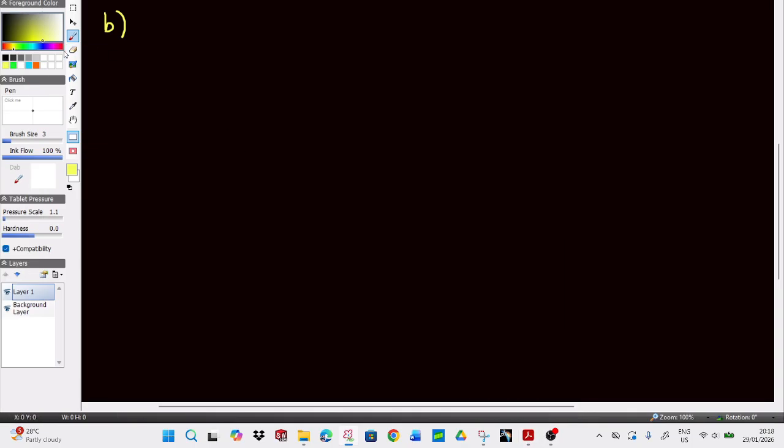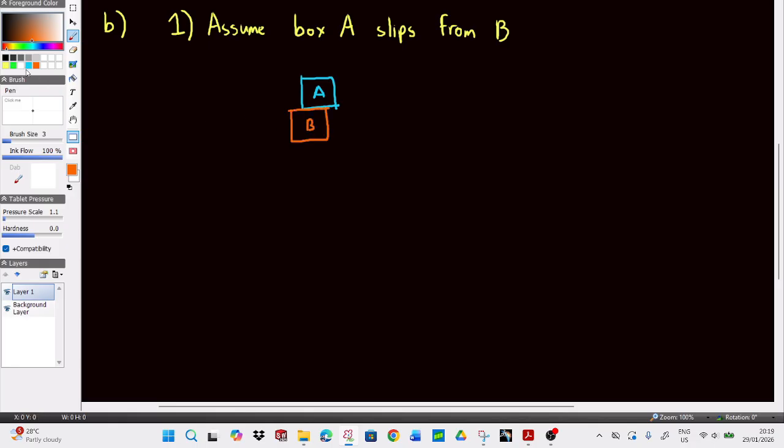So the first assumption is what? We assume box A slips from B. So if we draw box A again, let's just draw box A, and then we have here box B. This is box B, and this is our ground surface.